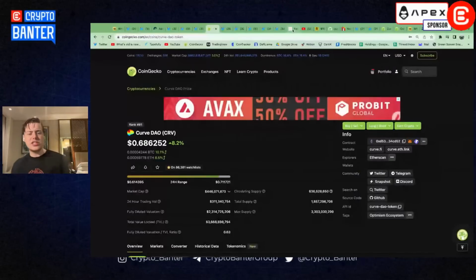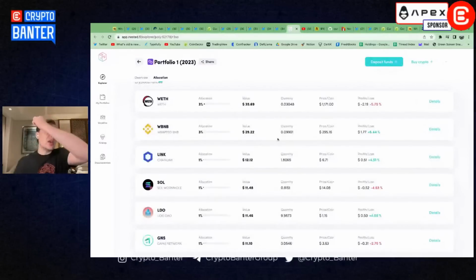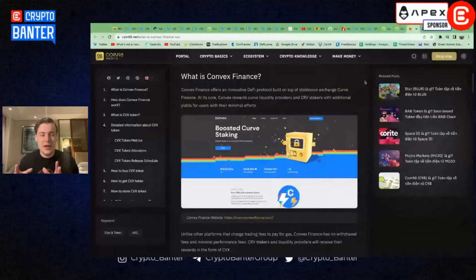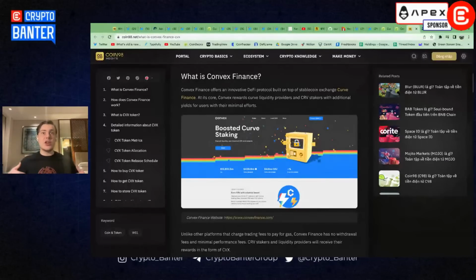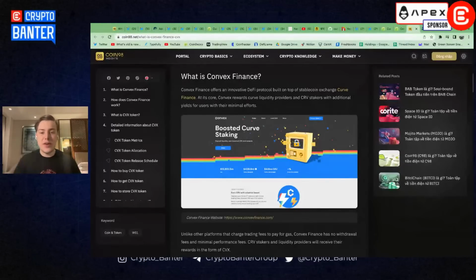I've never really had serious exposure to Curve, but when I'm building a DeFi portfolio, and maybe this is something I look to do on Nested, I'm going to start looking at adding Curve exposure. Something I'm also looking at adding is Convex exposure, because basically what Convex does is it rewards Curve liquidity providers and CRV stakers with additional yields, because what you do is you take your Curve, instead of staking it in Curve directly, you stake it in Convex.